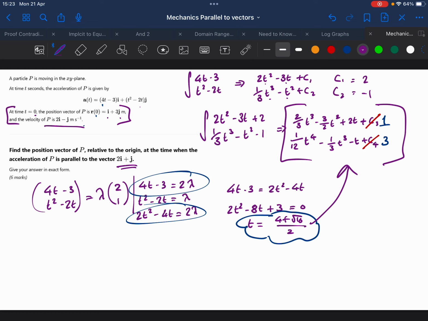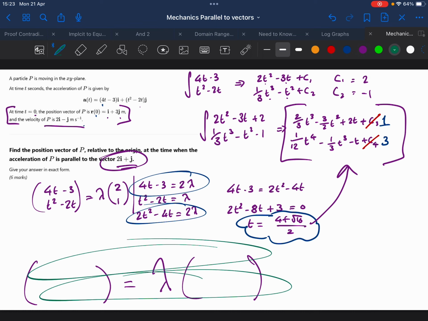Okay, so if you do get situations where you are told that it's parallel to another vector, my suggestion would be to write your vector is parallel to the other vector, and then to kind of make it into two equations and go from there.